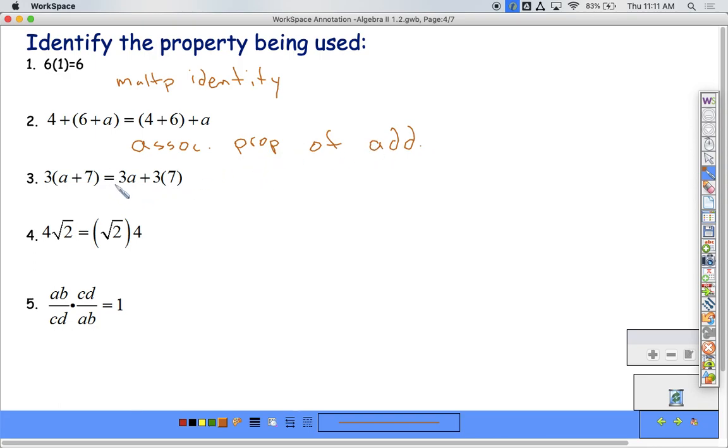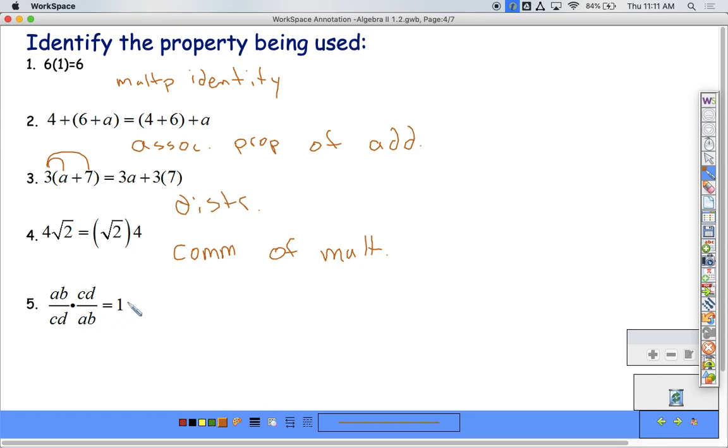Here, okay, yeah, there's parentheses, but what's actually happening? We're doing 3 times A, 3 times 7. So you should recognize this as the distributive property. Okay, then down here, what's happening? Well, we're multiplying, right? We're switching the order. Okay, when that happens, hey, that is our commutative property, in this case, of multiplication.